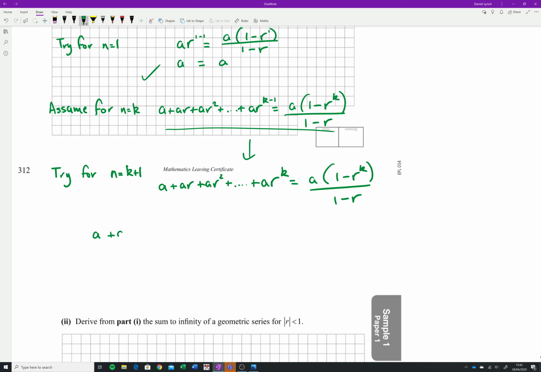And the trick that we've always had, and this will be no different, is from this line here, put in the term.